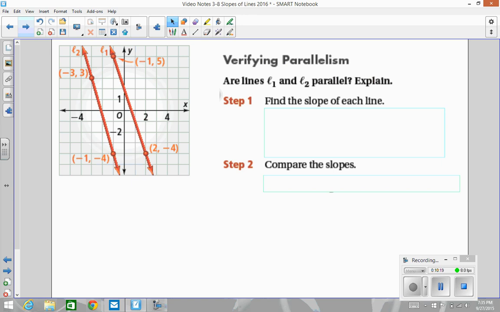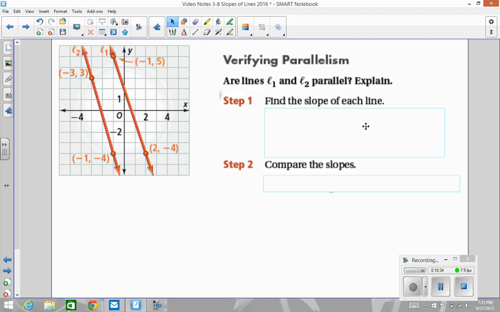All right, so when you're verifying parallel lines and looking to see if they're parallel, you can't just go by looks. If you go by looks, we're not going to give you credit for that because you have no math to prove it. So the first thing you need to do is find the slope of each line. So if I look at this, I want to find the slope of each line.